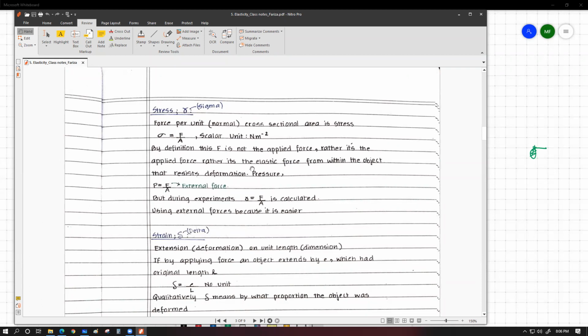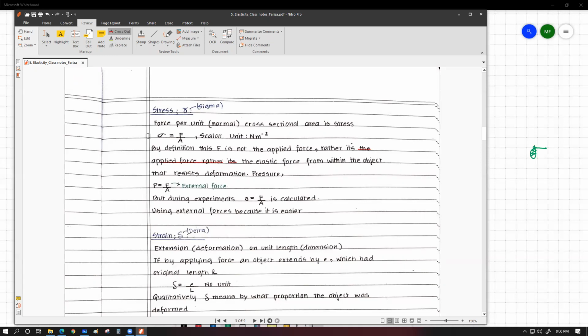Sorry, এখানে একটা জিনিস একটু ভুল আছে. I might actually cross this out. Okay, rather it's the elastic force from within the object that raises the deformation. Pressure, on the other hand, is defined as force by area, where the force is the external force.